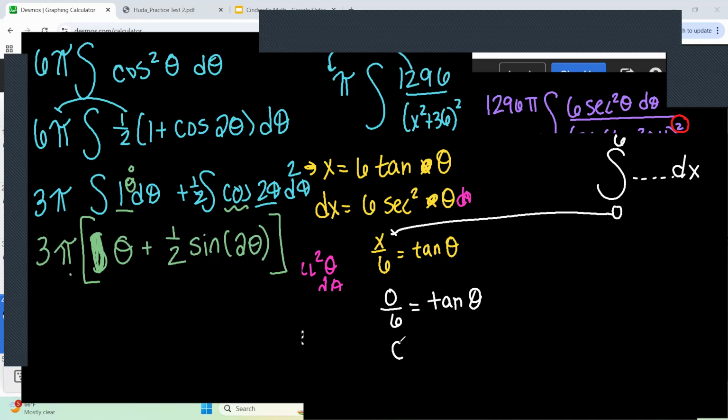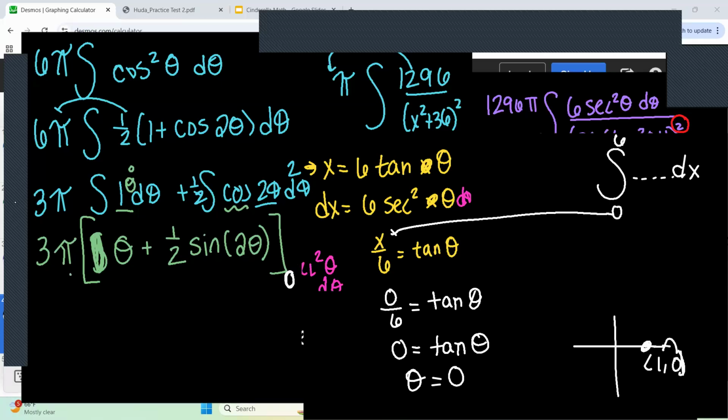0 equals tan theta. Where on the unit circle is tan 0? At 0, right? Right here, the point is 1, 0. But tan is the y value divided by the x. So 0 divided by 1 is 0. So theta is 0. So when x is 0, theta is 0. So our bottom bound is still going to be 0.